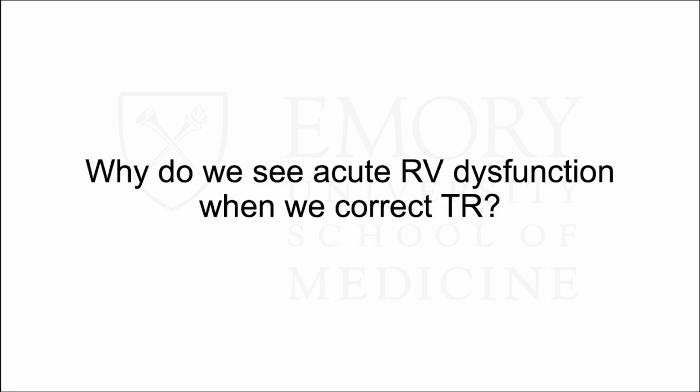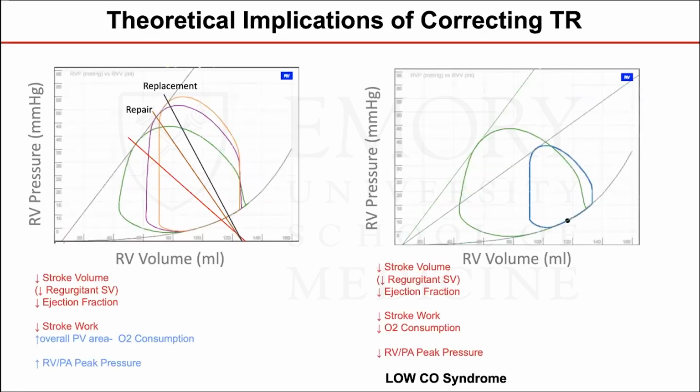So if RV is supposed to get better after fixing TR, why is it that we see acute RV dysfunction when we correct TR? In the acute phase, what is happening is we are essentially acutely increasing afterload on the RV. So here you can see on the left, the PV loops in purple shows when you have repaired the tricuspid valve, and the yellow shows when you have actually replaced the valve and abolished tricuspid regurgitation completely.